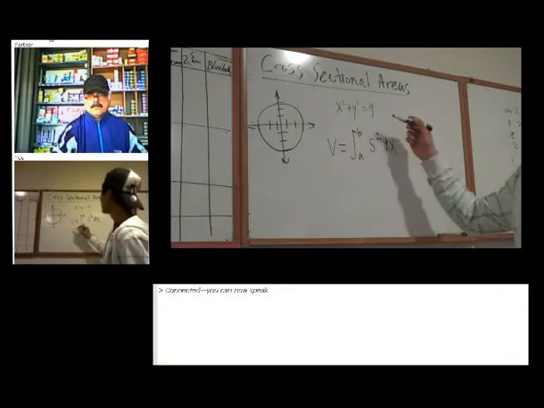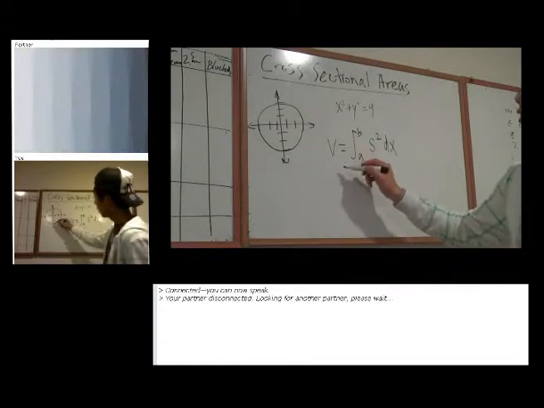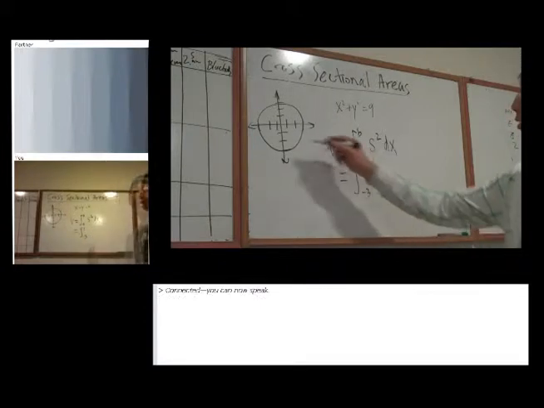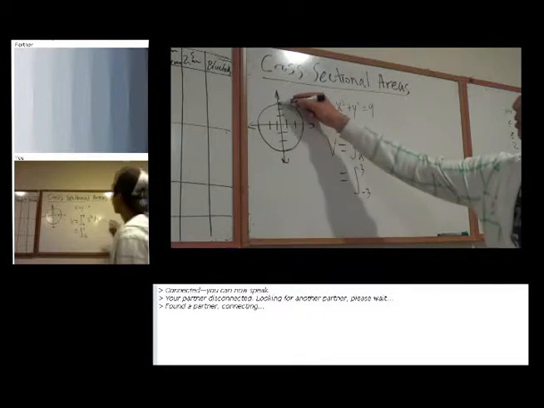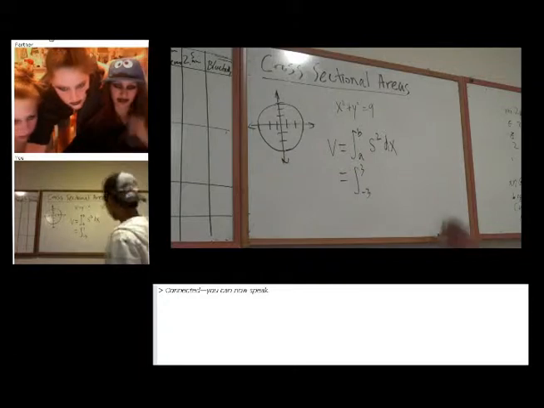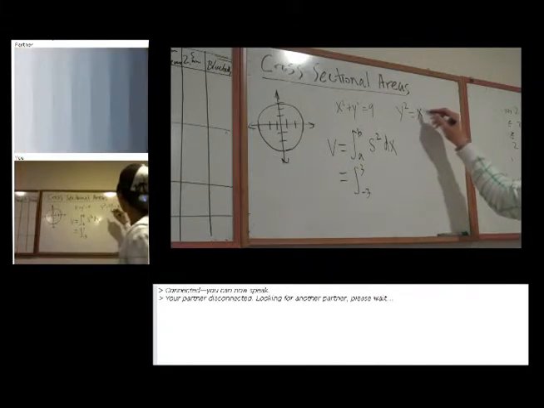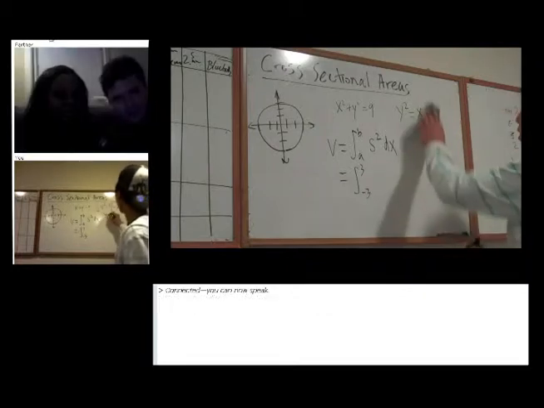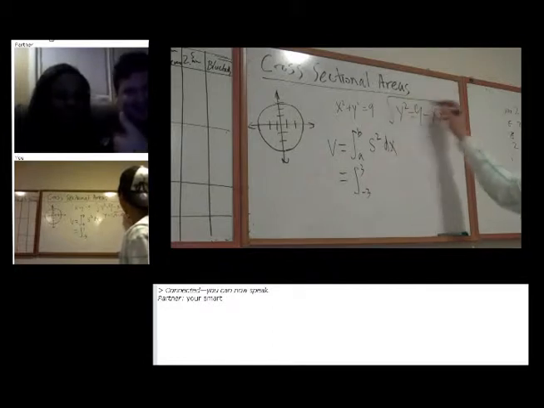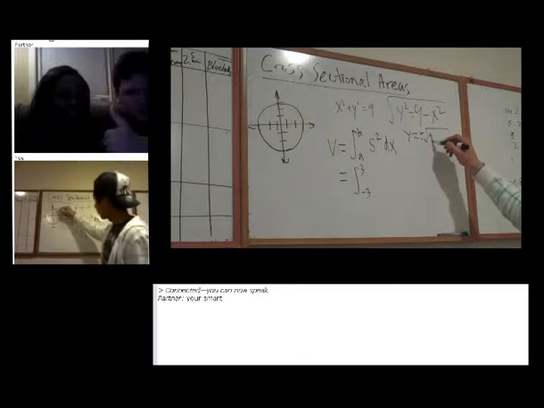Now, since our radius is 3, the integral is going to be from -3 to 3. But how are we going to find the side? First we're going to solve for y. So y squared equals 9 minus x squared, and then we take the square root, and y equals plus or minus the radical of 9 minus x squared.